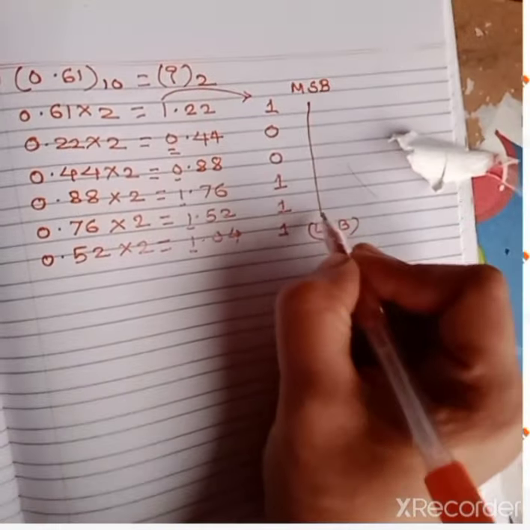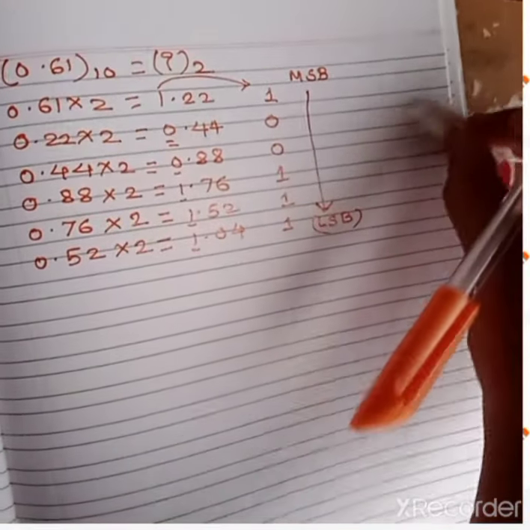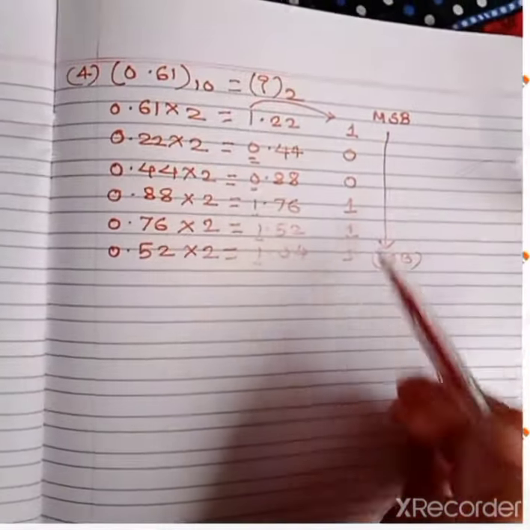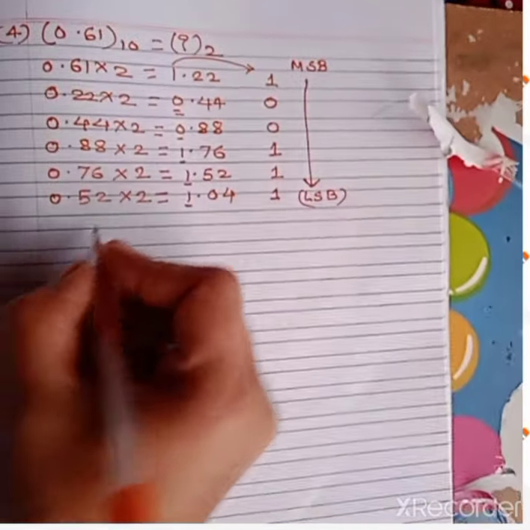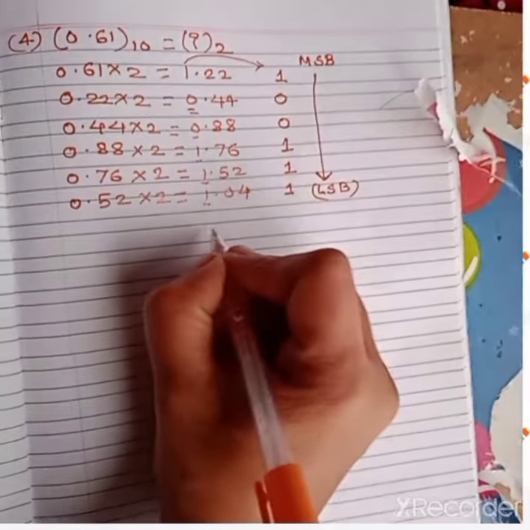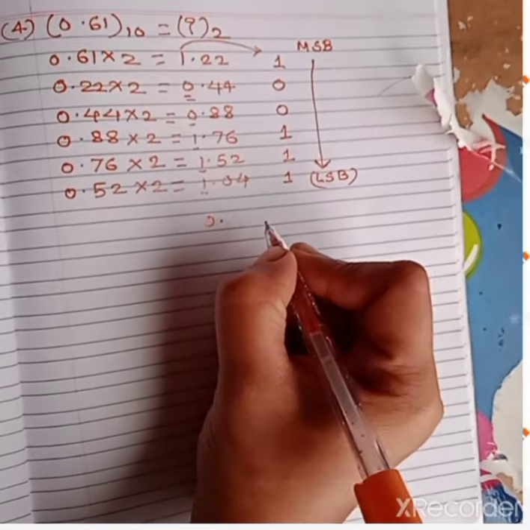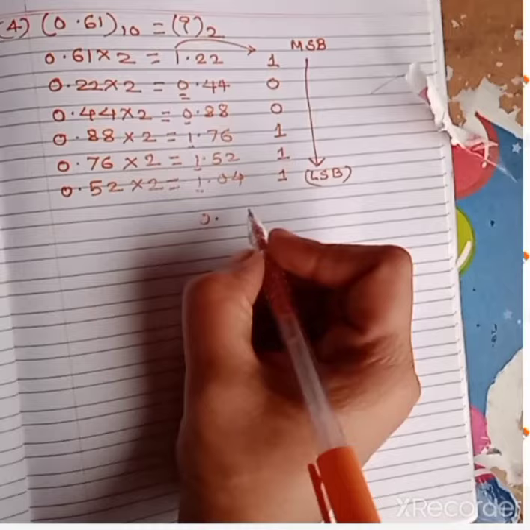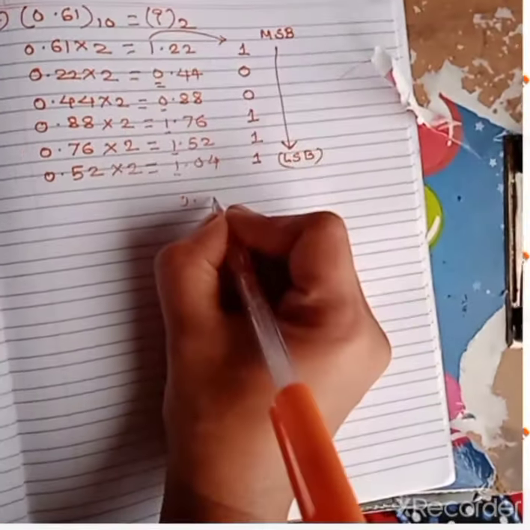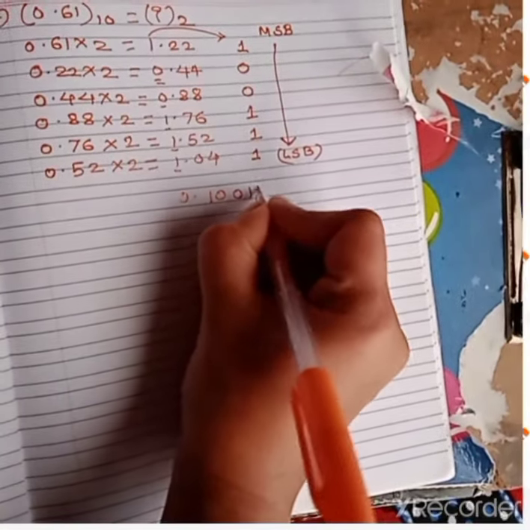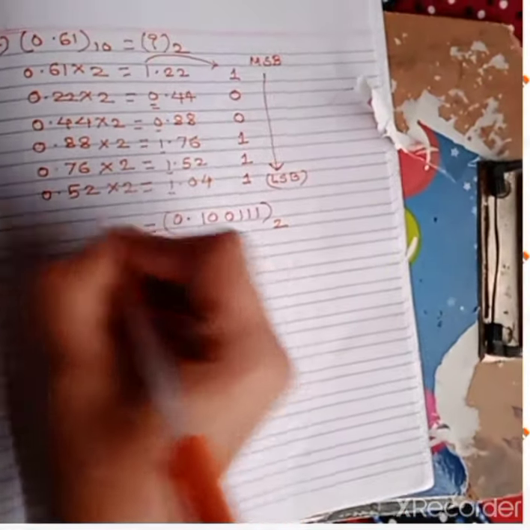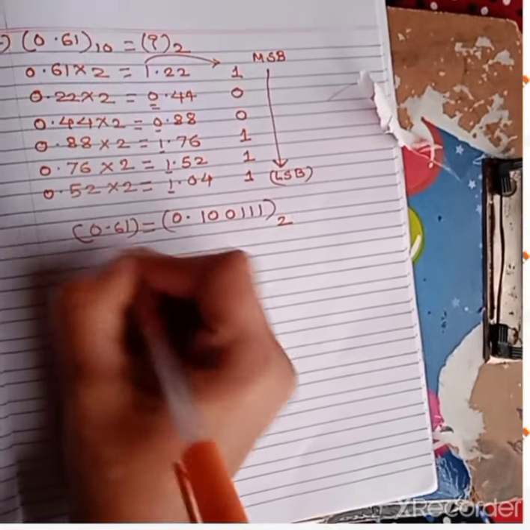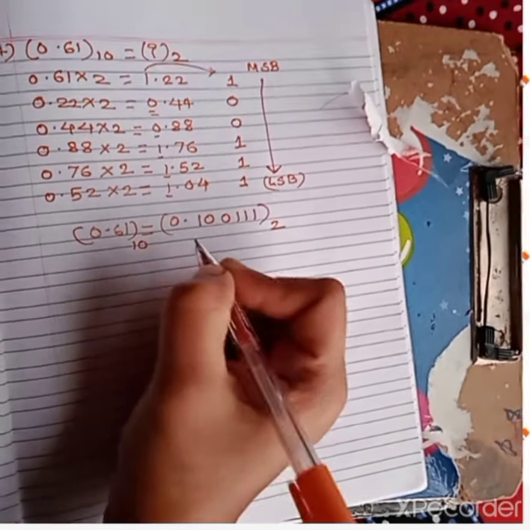ये रूल ध्यान में रखिए, फ्रैक्शनल नंबर के लिए हमेशा MSB टॉप में होगा, LSB बॉटम में होगा. So answer copy करना है. Write down 0 first, then put fractional point and copy from top: 0.10011 to the base 2. This is the equivalent of 0.61 decimal.